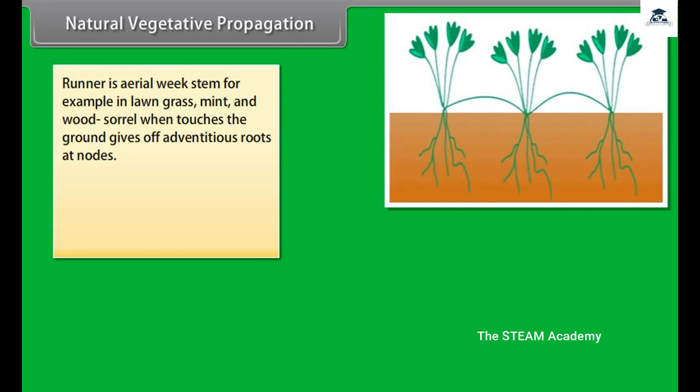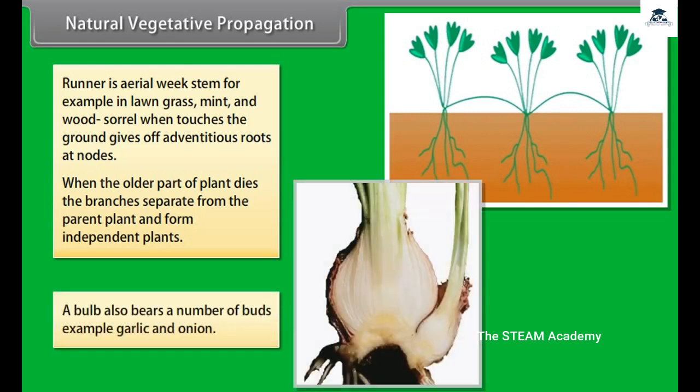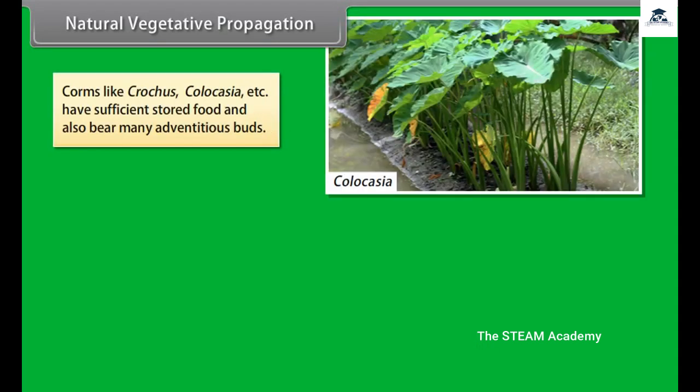Runner is an aerial weak stem, for example in lawn grass, mint, and wood sorrel, which when it touches the ground, gives off adventitious roots at nodes. When the older part of the plant dies, the branches separate from the parent plant and form independent plants. A bulb also bears a number of buds, example, garlic and onion. Corms like crocus, colocasia, etc. have sufficient stored food and also bear many adventitious buds.